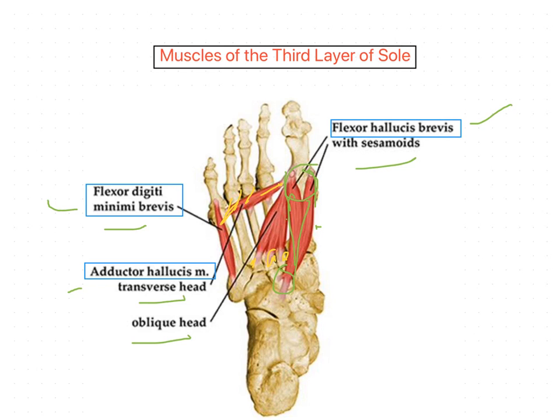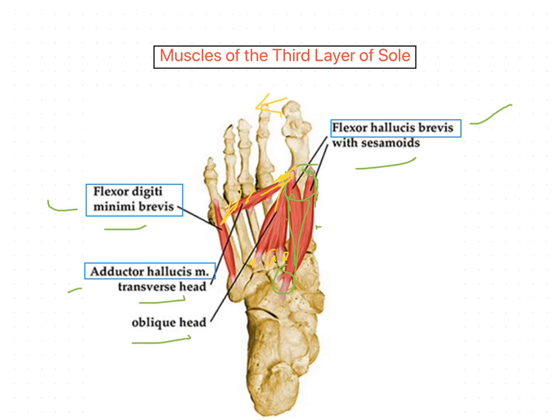That means these two heads converge and end in a tendon which is inserted into the lateral side of the proximal phalanx of the great toe. This muscle is supplied by the deep branch of the lateral plantar nerve. It helps in the adduction of the great toe. This is about the adductor hallucis.